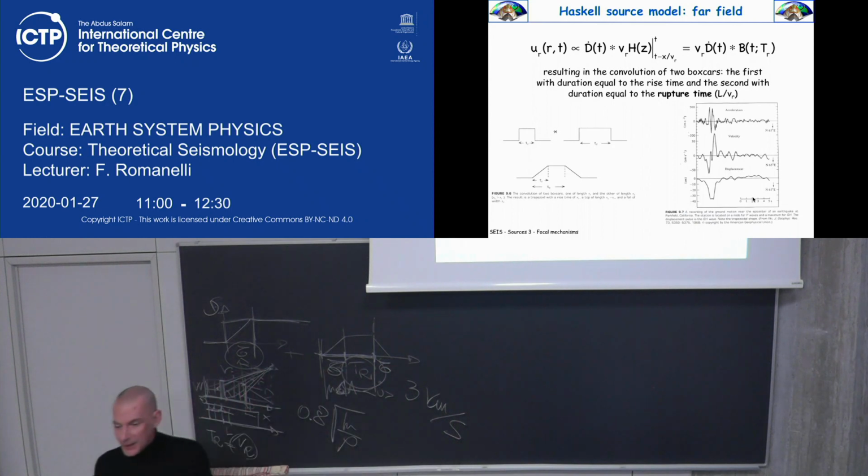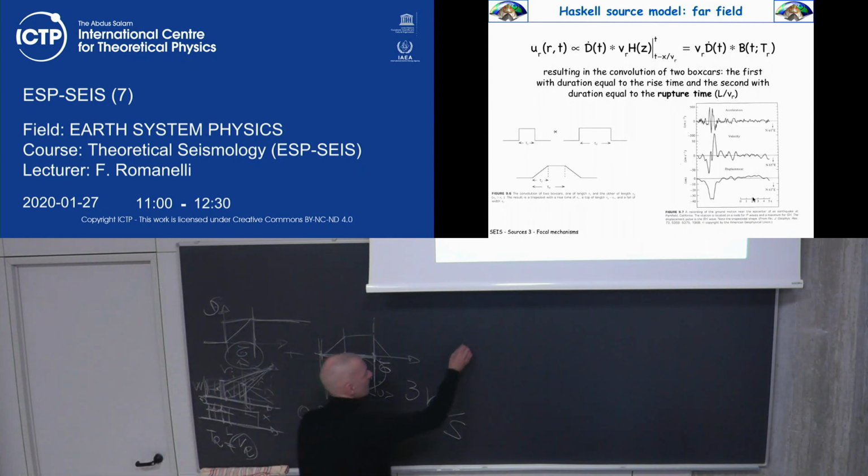Good. Let's take a fault of 1 meter. How much is TR? Nothing. It's 1/3,000, just nothing. Rise time could be 1 second. So for very small earthquakes, TR maybe is smaller than tau.